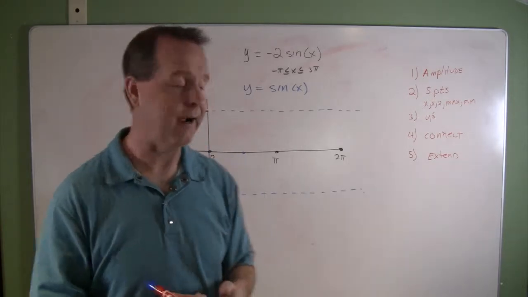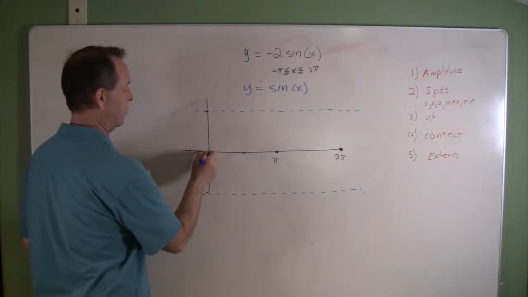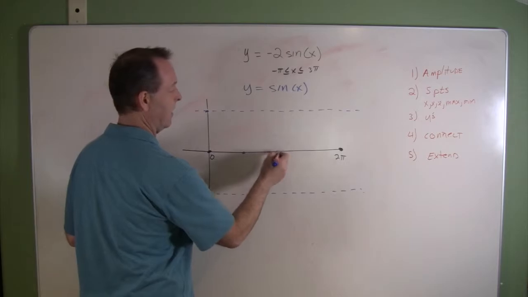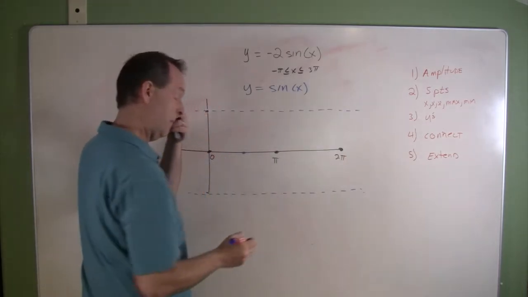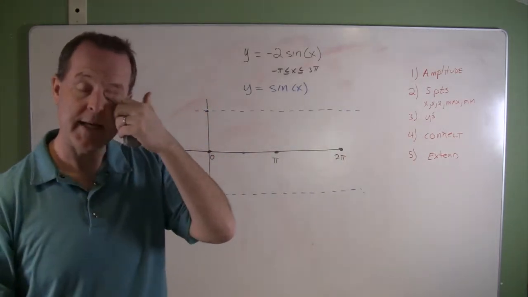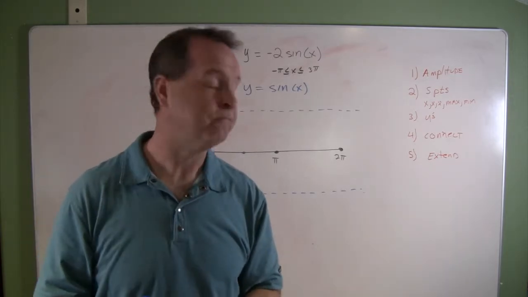The second part is I want to find its 5 key points. On the basic graph, I remembered that it crosses at 0, crosses at pi, and crosses at 2 pi. Those are the 3 key points where it crosses the graph.